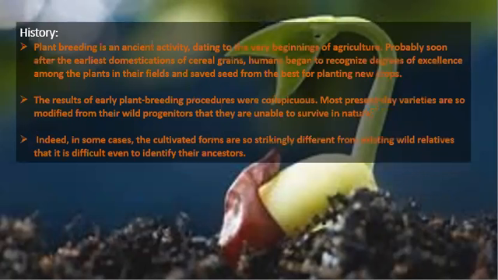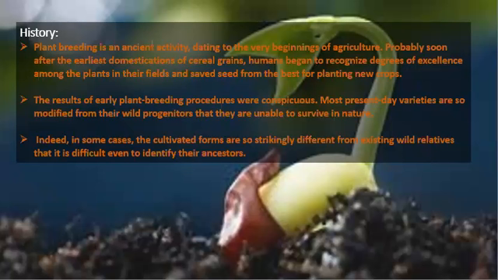Let's discuss the history of plant breeding. Plant breeding is an ancient activity dating to the very beginning of agriculture. Probably soon after the earliest domestication of cereal grain, humans began to recognize degrees of excellence among the plants in their fields and save seed from the best for planting new crops. Such tentative selective methods were the ancestor of early plant breeding processes.